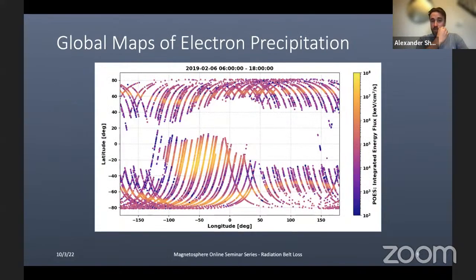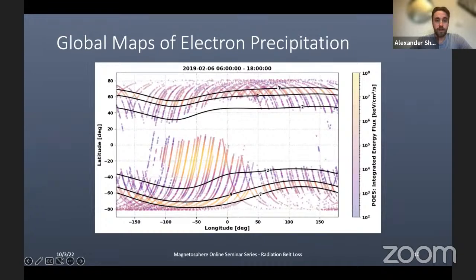And so here's a global map of 12 hours in February of 2019 of POES data. And the color of each data point is the integrated total energy flux. And the outer radiation belt is sampled quite well. However, there are many gaps in this map.